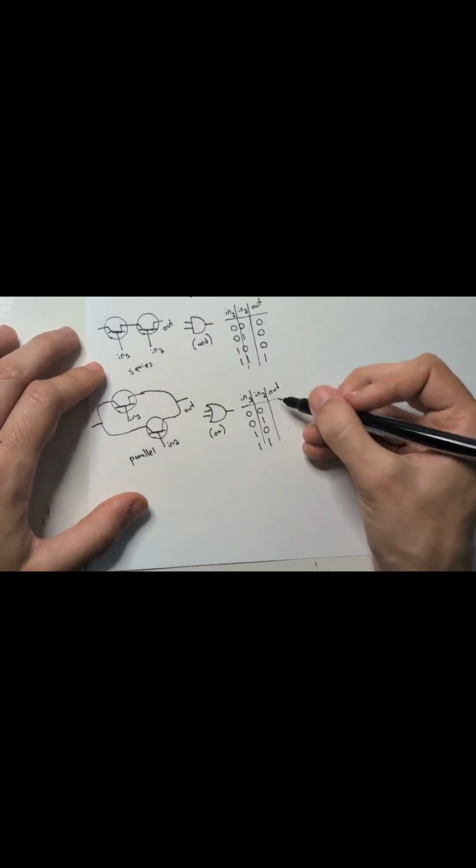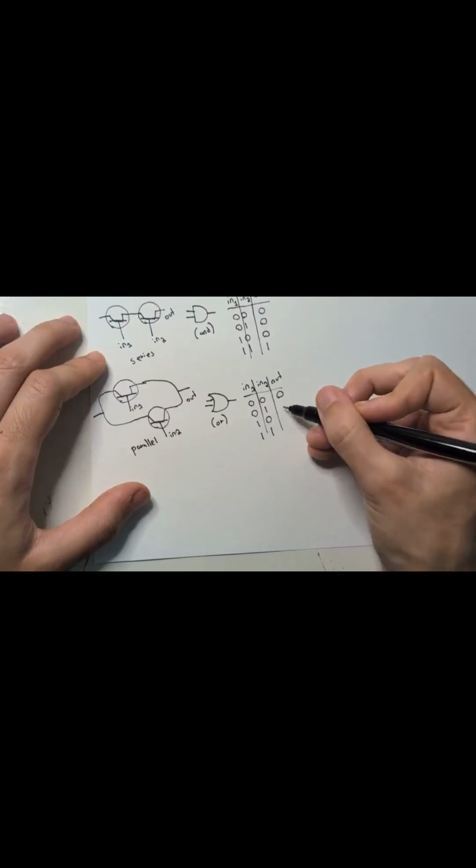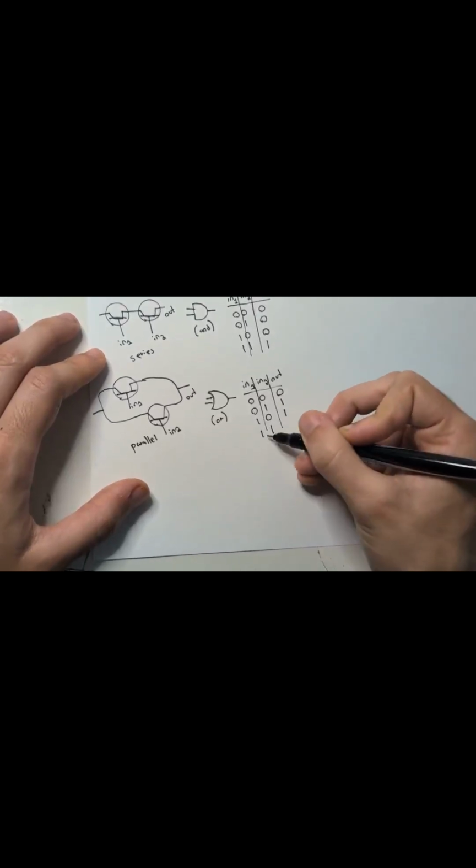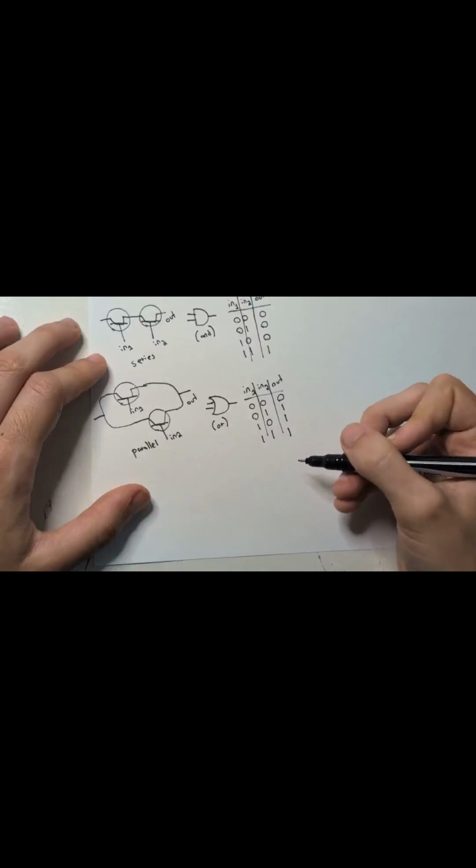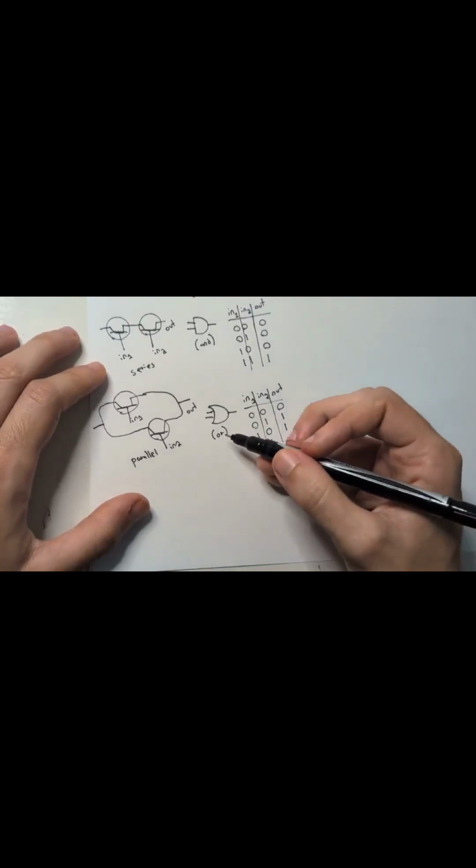And so if they're both off, the output's off. But if either one of them is on, the output's on. And if both of them are on, then the output's still on. And so that's our OR gate.